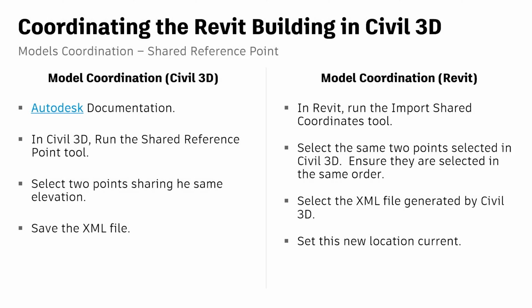Now that the XML file is saved, in Revit, I will run the import shared coordinates tool, select the same 2 points selected in Civil 3D and make sure that they are selected in the same order. I will open the XML file generated by Civil 3D and will set it as the new location. I will then link the topography that was exported from Civil 3D.